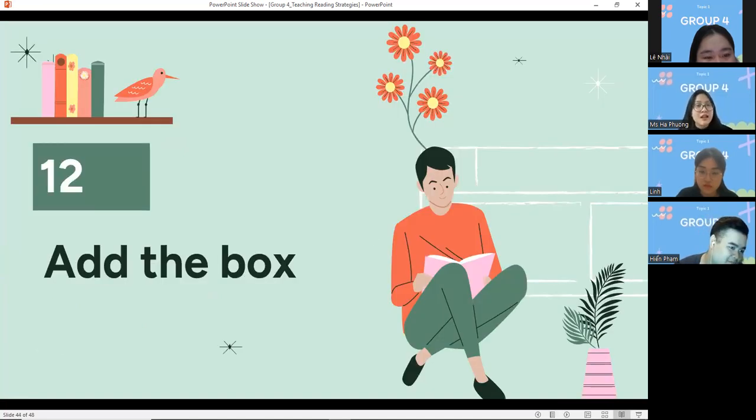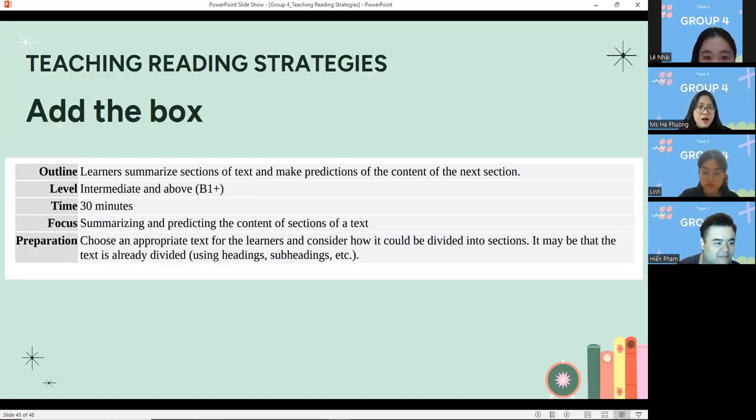And last but not least, I'm going to talk about the final reading strategy. It is Add a Box. For Add a Box, the outline is that learners summarize sections of the text and make predictions of the content of the next sections. So this is for the preparation of the next reading sections and students need to prepare at home. And this reading strategy is suitable for students at intermediate level and above, which means B1 plus.